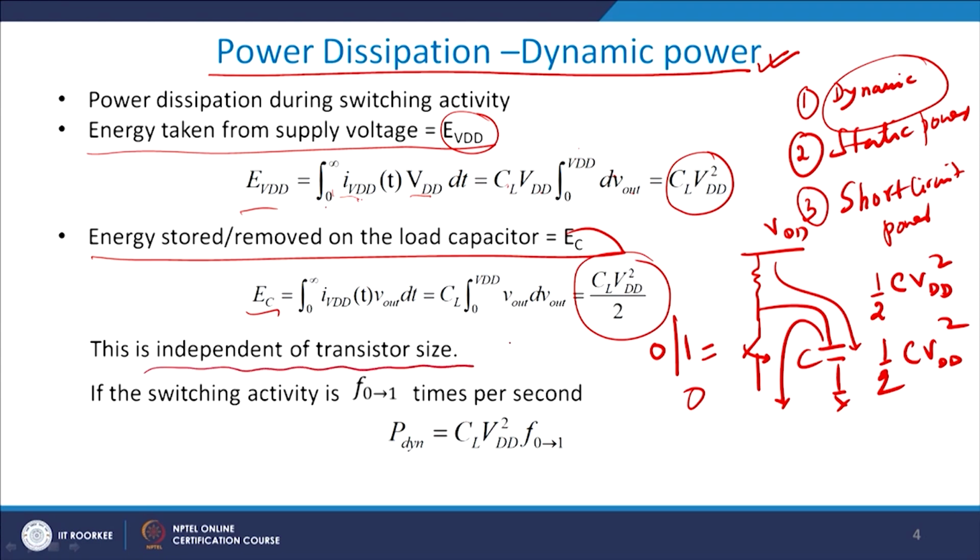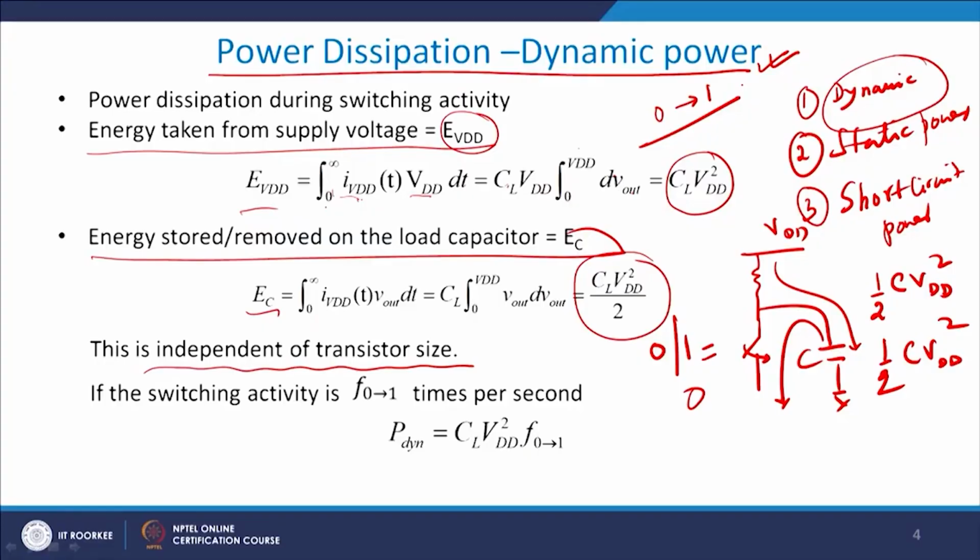So please understand that the charging or discharging of the capacitor is independent of the size of the transistor. So it can be any size which you can choose, and you can actually use a size which is available with you. If the switching activity is 0 to 1, you see an important point is that only when your output goes from 0 to 1, that is the time when you are accepting power from the VDD rail.